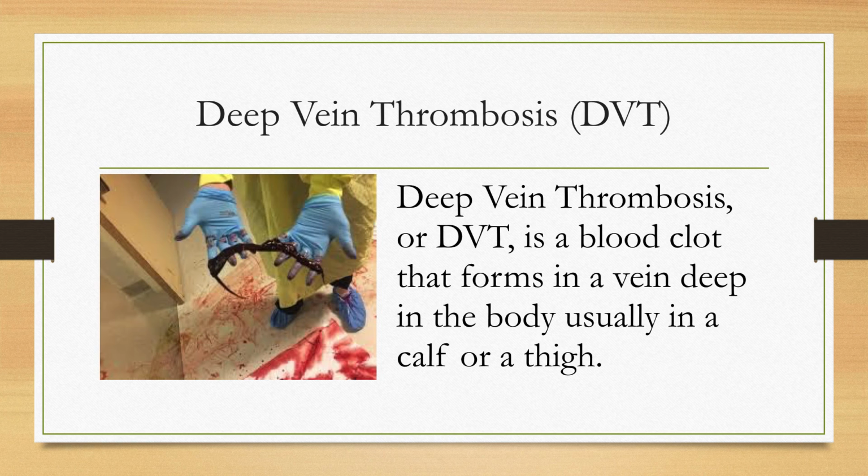A DVT, or deep vein thrombosis, is a blood clot that forms within a vein deep within the body, usually originating in a calf or a thigh.